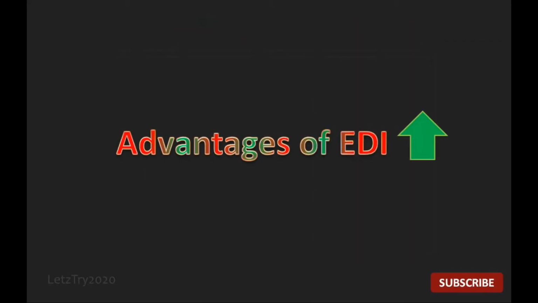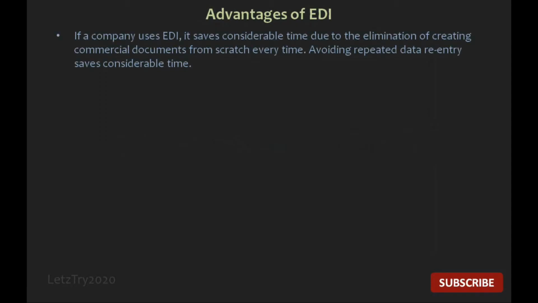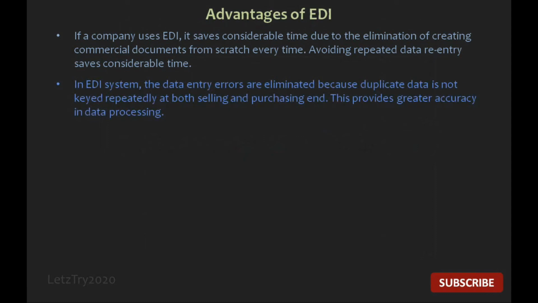Let us discuss the advantages of electronic data interchange. If a company uses EDI, it saves considerable time due to the elimination of creating commercial documents from scratch every time. Avoiding repeated data re-entry saves considerable time. In an EDI system, the data entry errors are eliminated because duplicate data is not keyed repeatedly at both selling and purchasing end. This provides greater accuracy in data processing.